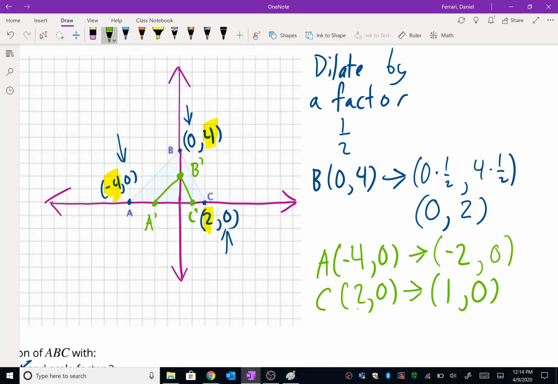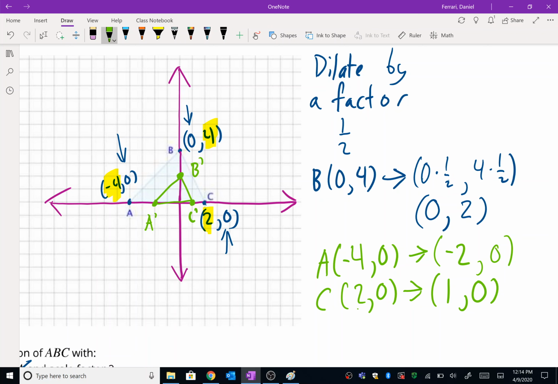Now I can tell that I've done this correctly because I ended up with the same basic triangle. It's just kind of a smaller version. It's just shrunk down a little bit. So I have dilated this triangle ABC by a factor of 1/2, shrinking it to a smaller version of itself.